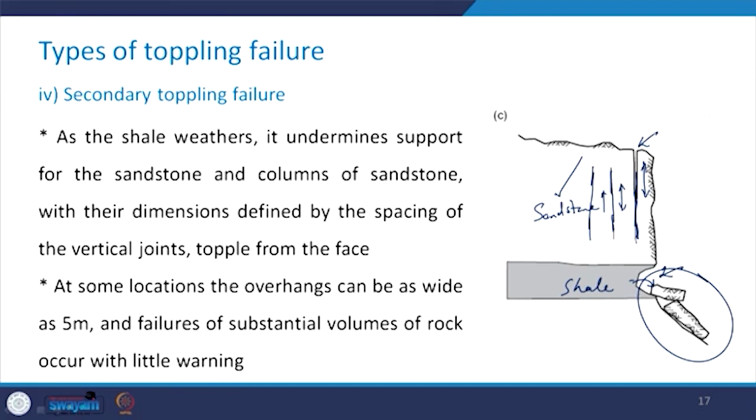At some locations, the overhangs can be as wide as 5 meters, and the failures of substantial volumes of rock occur with little warning. Such a type of failure can be really fatal because it does not give us enough time before the failure. We have very little time as warning.